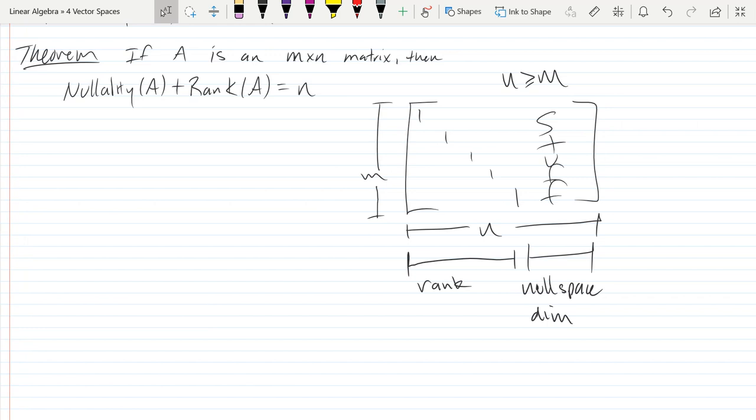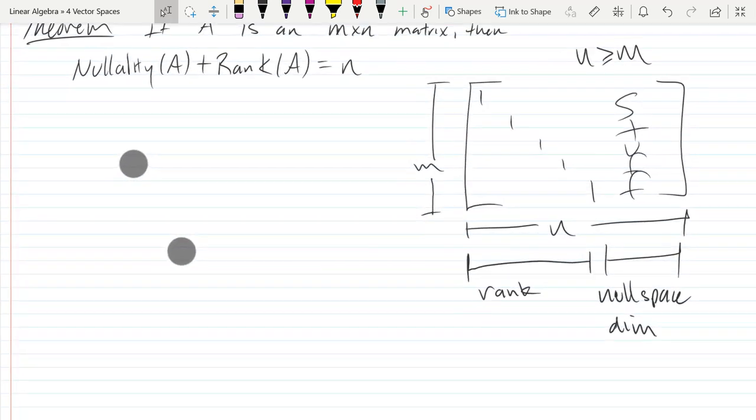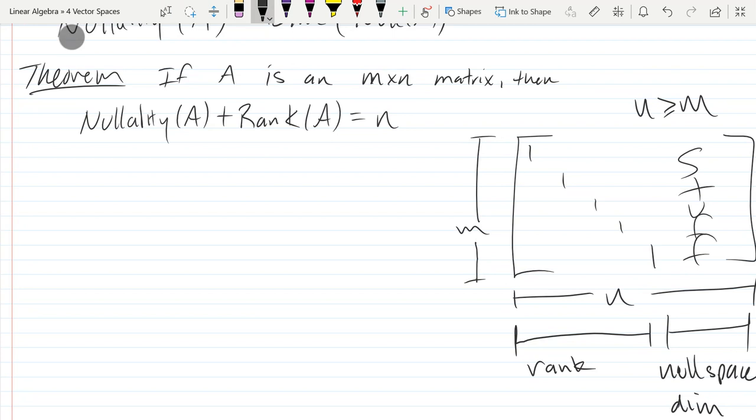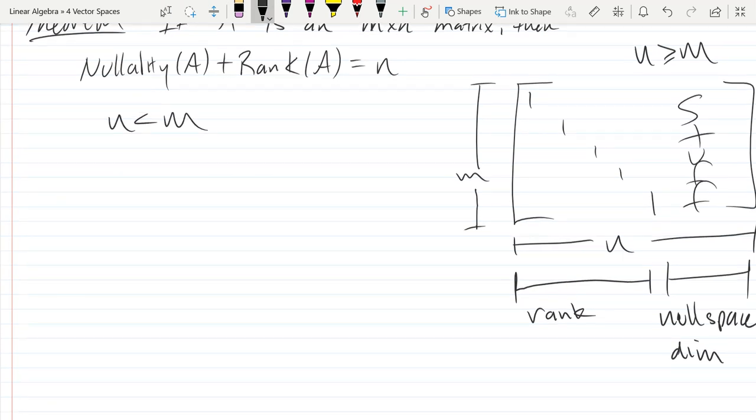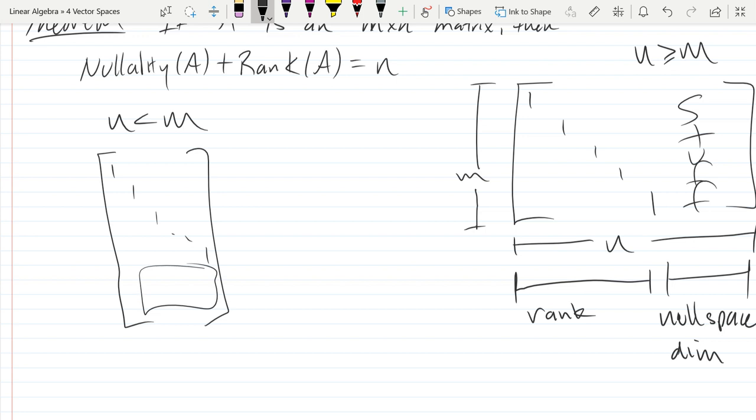Now, of course, lots of matrices have fewer columns than rows. So what happens in that case? If you have fewer columns than rows, it's a little bit less clear. So let's look at that. If n is smaller than m, your matrix is going to be tall and narrow. So no matter what, you're going to run out of ones before you get to the bottom few rows down here.